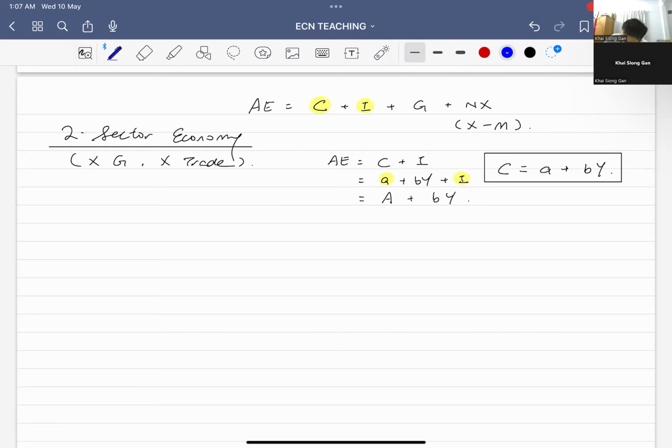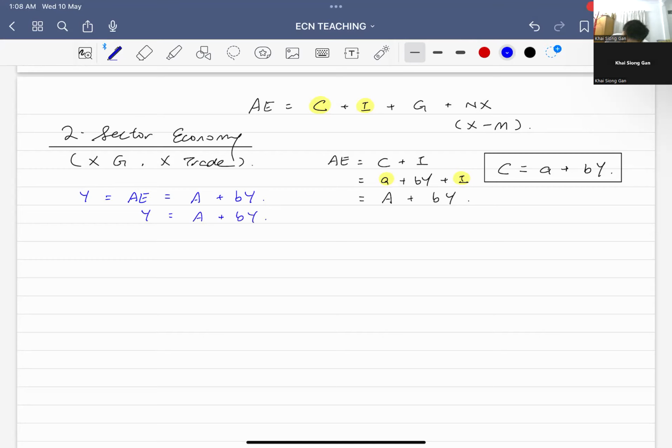We talk about the output of the country, which is Y. The output approach is always equivalent to the values that you get from the expenditure approach. Y equals AE, right? So I can put the equation in over here, which is the capital letter A plus bY, based on the formula that we have formed. Now we can rewrite it as Y equals A plus bY.